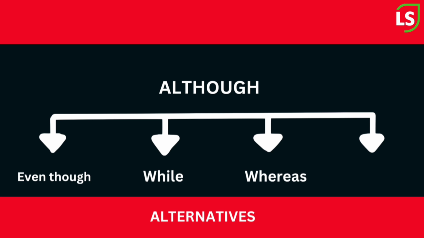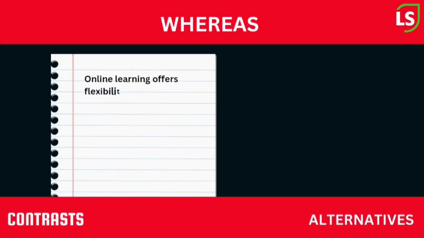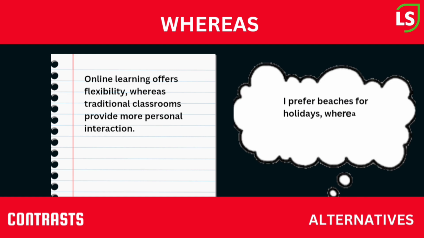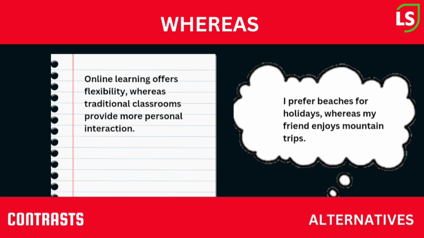This is usually placed in the middle of a sentence. Always use a comma before it. Online learning offers flexibility, whereas traditional classrooms provide more personal interaction. I prefer beaches for holidays, whereas my friend enjoys mountain trips. Interesting. Is it a synonym for while, isn't it? Yes, they both show contrast, but there's a slight difference. While can also describe simultaneous actions, whereas is only used to highlight contrasts.